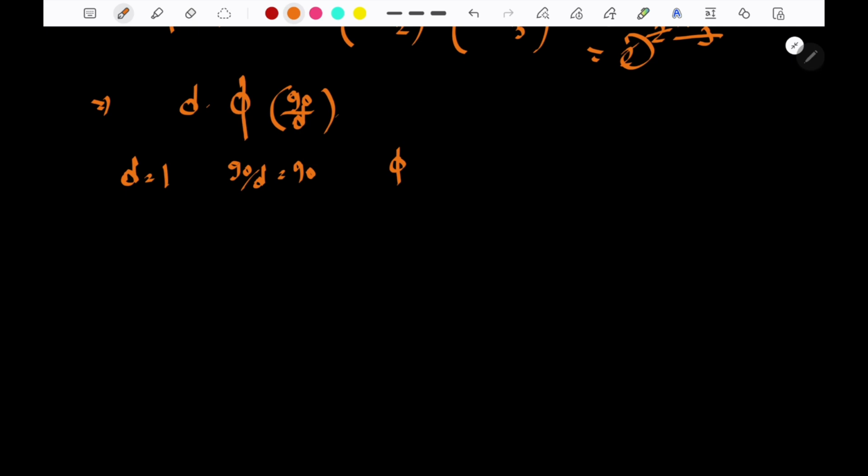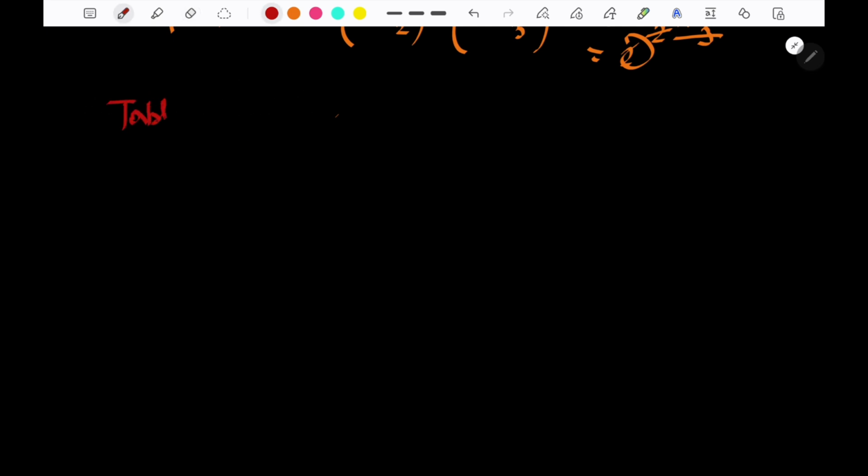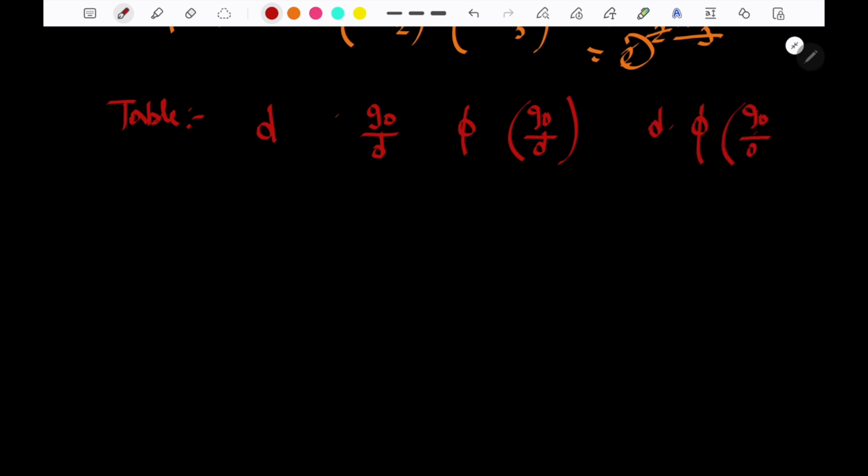So phi of 90 by d will be, now let me write systematically so that every time I don't need to write these things. Let's make a table. So this is d, then 90 by d, then phi of 90 by d, and then we will multiply d into phi of 90 by d. So why like this, you will understand. D is equal to 1, then 90 by d will be 90. Phi of 90 by d will be what?